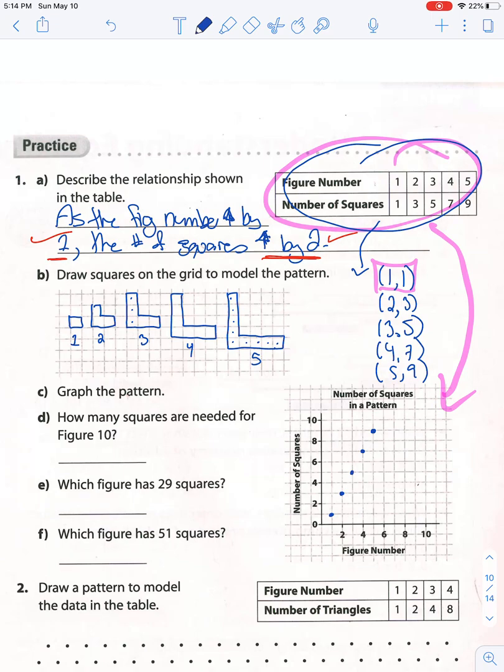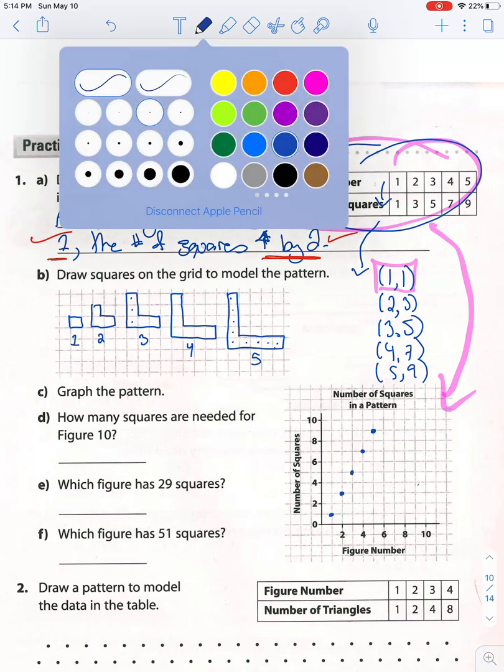Okay, there you go. And then the next thing is how many squares are needed for figure number 10. So for this, what we're going to do is figure out what the expression is. I'm going to figure this out first. How do we get from the figure number to here? What is happening? If I was to do my magic boxes over here, it's not really the best space, but if I was to be doing my magic boxes, what would be happening?